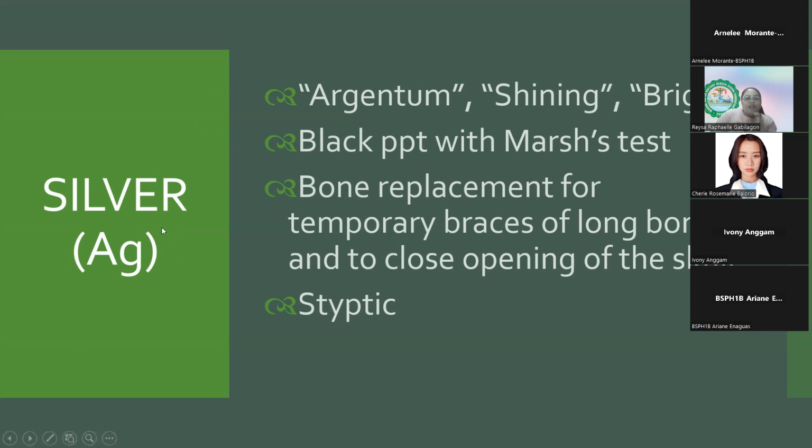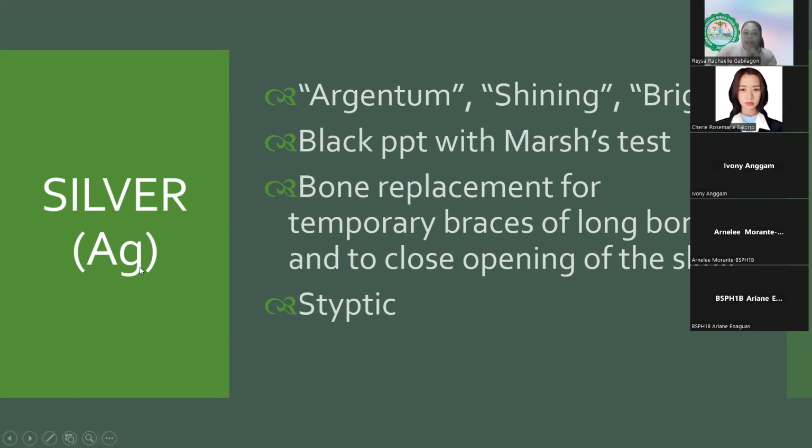Okay, so we have here the silver, Ag. Ag because it comes from the word argentum, which is actually called shining or bright. Shining because literally we can see the silver. It's really shining and it's also bright. Now in the laboratory, we can detect the presence of silver through the Marsh test.